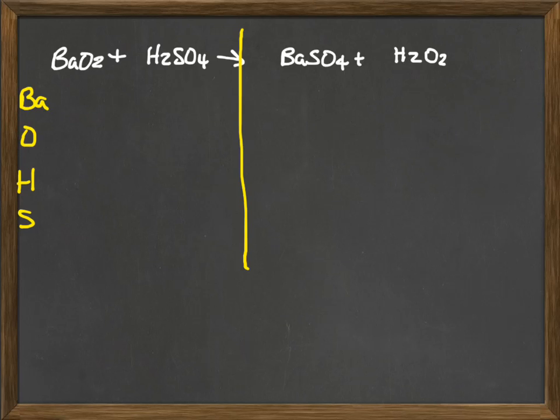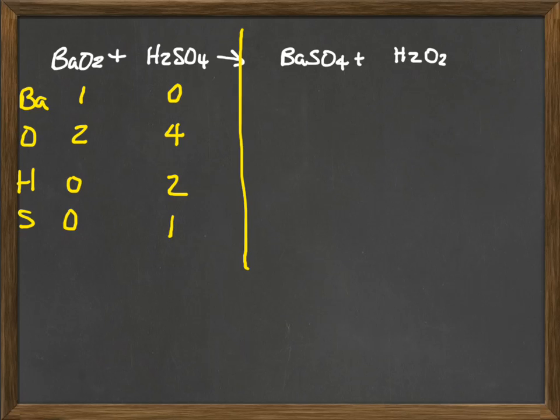I'm going to look at BaO2. And I'm going to write down that there's 1 barium atom and there are 2 oxygen atoms in that molecule. And there are no hydrogens and no sulfurs. Then I'll look at the next one, H2SO4. There's no barium in that. There are 4 oxygen atoms, 2 hydrogen atoms, and 1 sulfur atom.